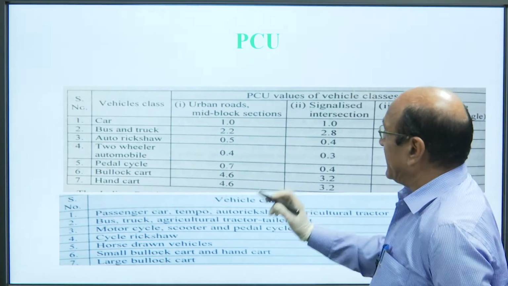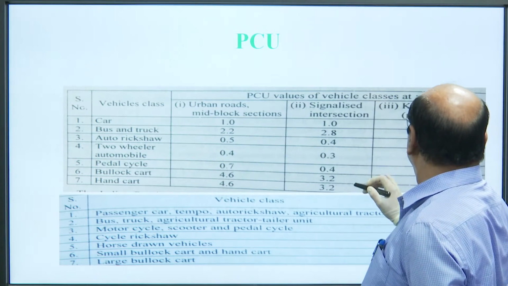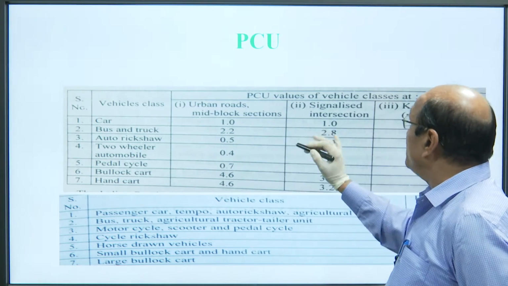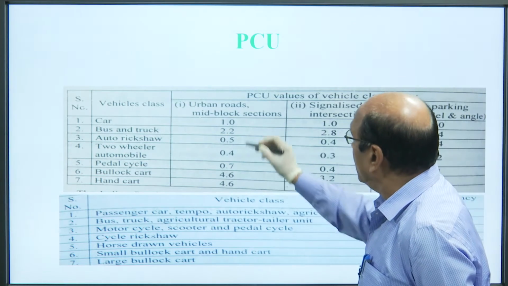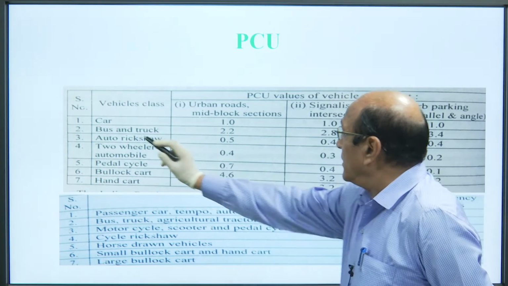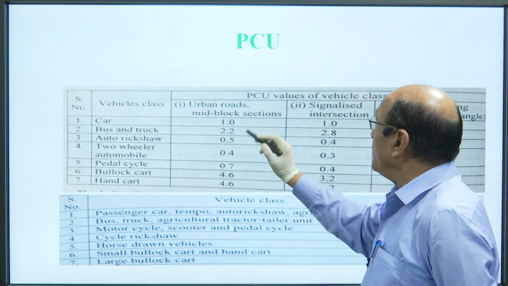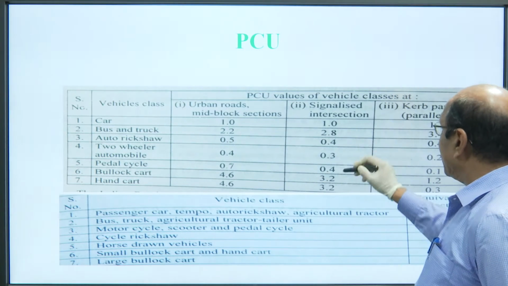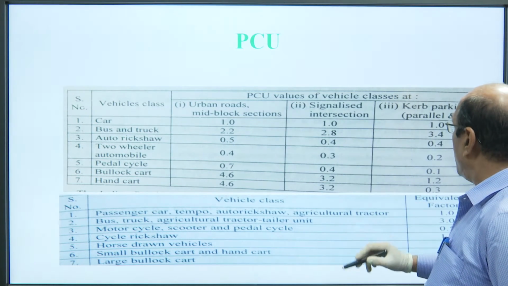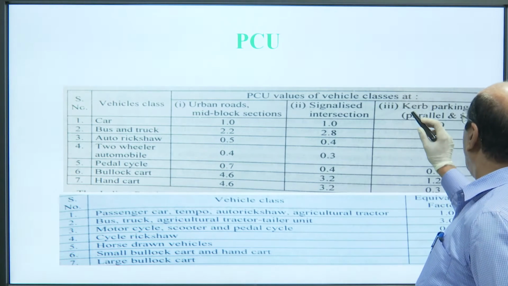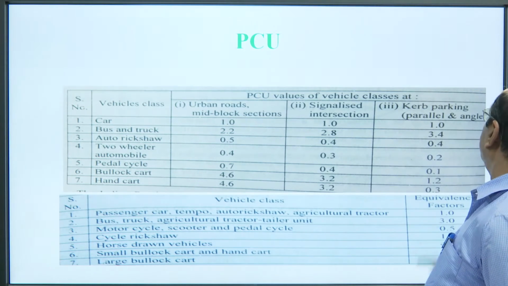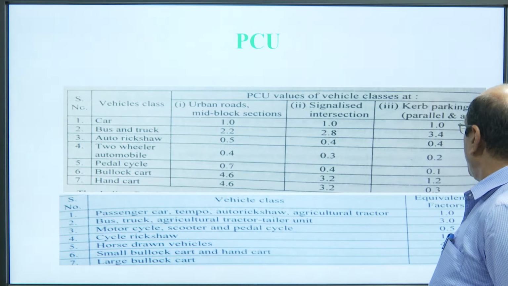See here, this is the conversion factor of PCU in urban area. Car 1, bus and truck 2.2, this is for the urban mid-block section. Second, for the traffic light section: 1, 2.8, 0.4. Likewise, where there is curb parking, the conversion factor is different: 1, 3.4, 0.4, 0.2.